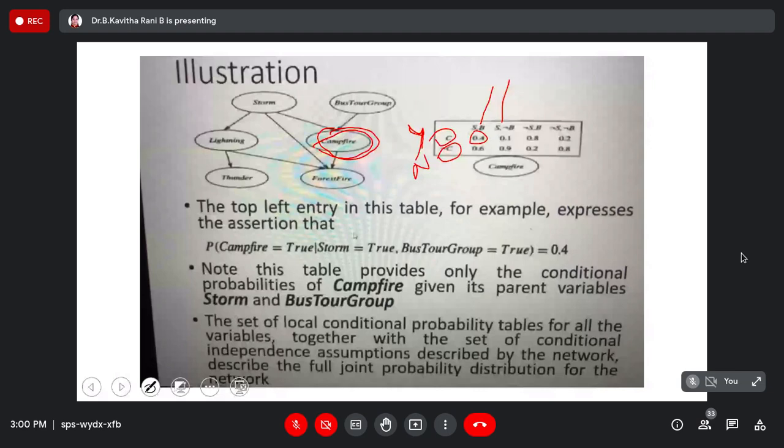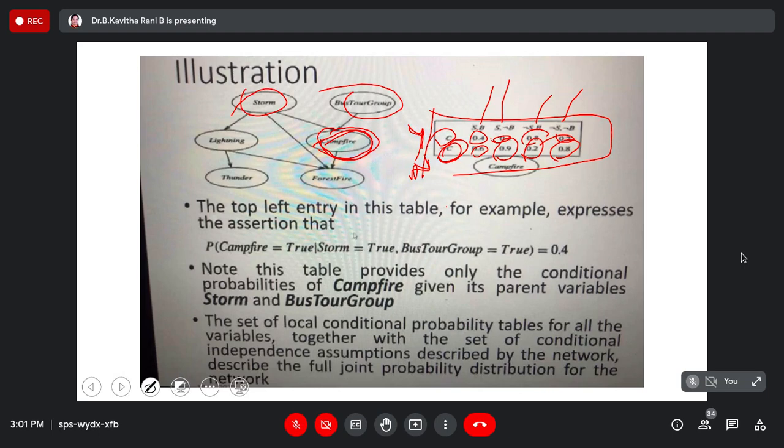Likewise, campfire not occurred: probability of not setting up campfire when storm happened and bus tour group happened, that is 0.6. Probability of not setting up campfire when storm occurred but bus tour group not occurred, that is 0.9. For not setting up campfire, storm not happened and bus tour group happened, that is 0.2. Probability of not setting up campfire when both not happened, storm and bus tour group not happened, that is equal to 0.8. So in this way we will be generating the table for individual variables.